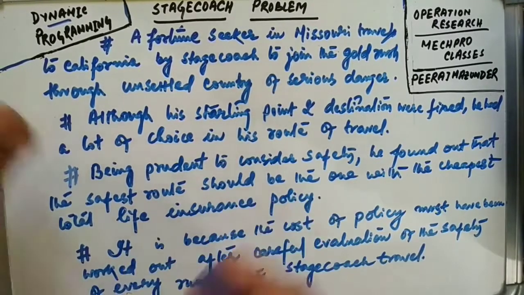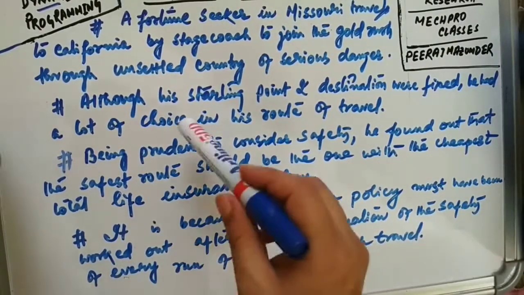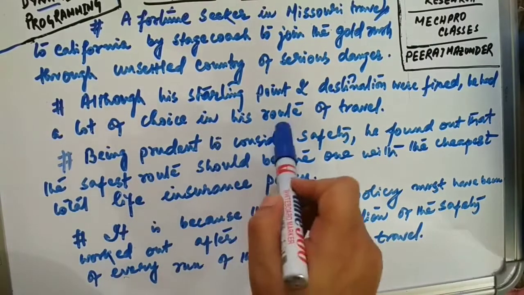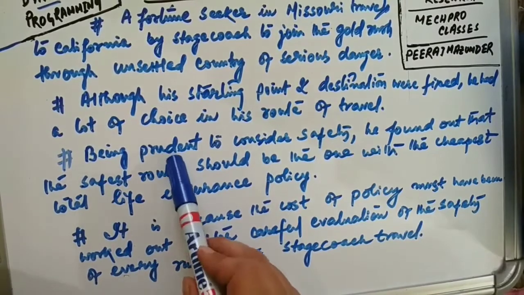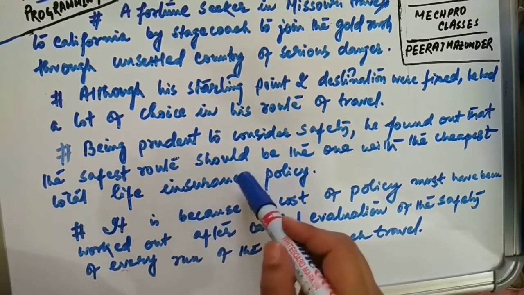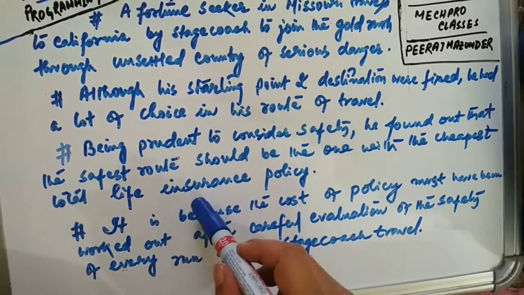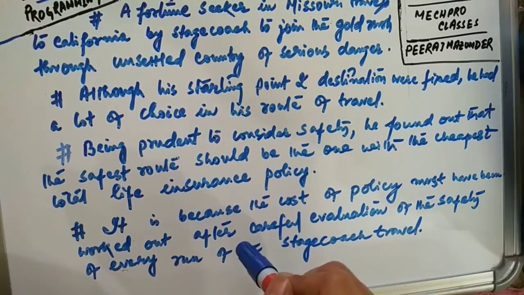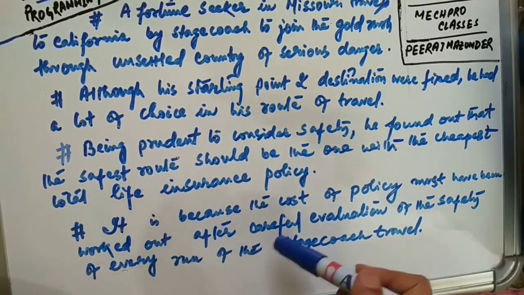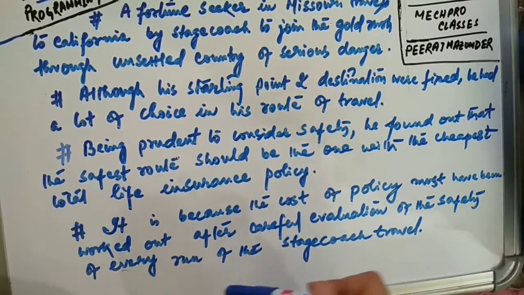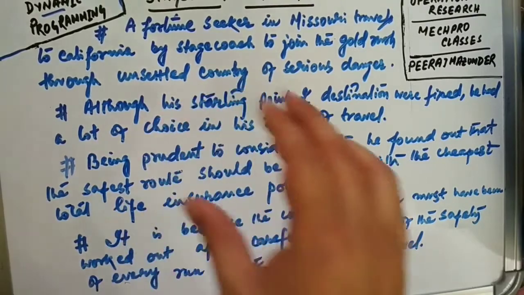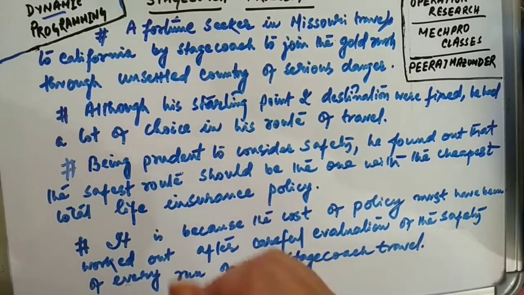Although his starting point and destination were fixed, he had a lot of choice in his route of travel. Being prudent to consider safety, he found out that the safest route should be the one with the cheapest total life insurance policy. It is because the cost of the policy must have been worked out after careful evaluation of the safety of every run of the stagecoach travel. From this story, the stagecoach problem arrived.